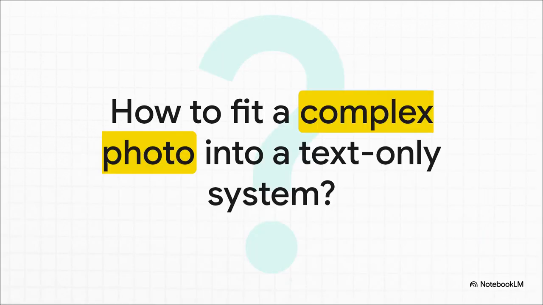Okay, so let's start with a puzzle. Imagine you have this beautiful, super complex photograph. It's full of millions of colors, tons of data. Now, how in the world do you send that photo through a system that was only ever built to handle plain, simple text, like just letters and numbers? This isn't some trick question. It's a real, fundamental problem that computers have to solve all the time.